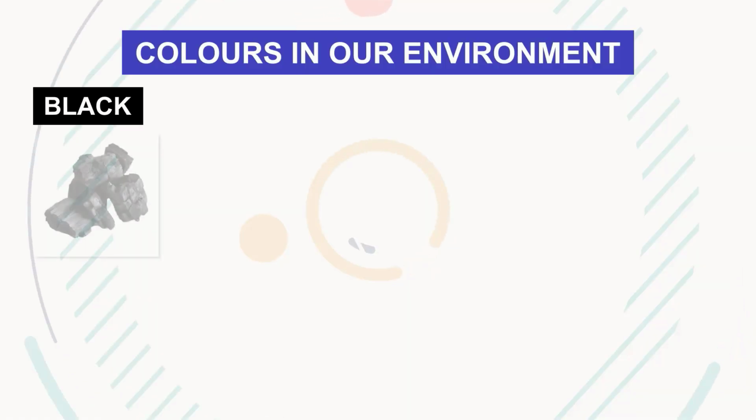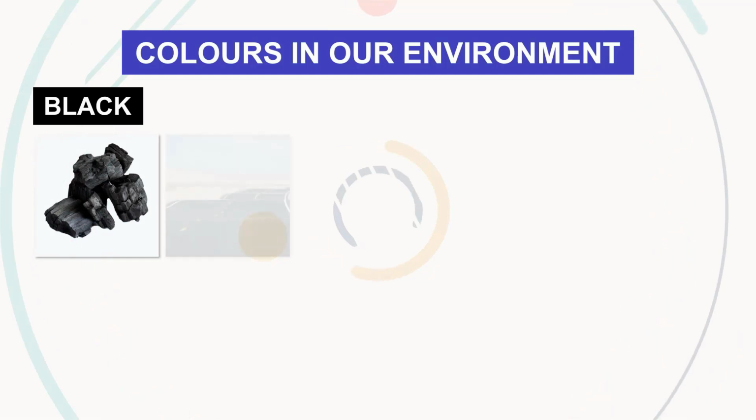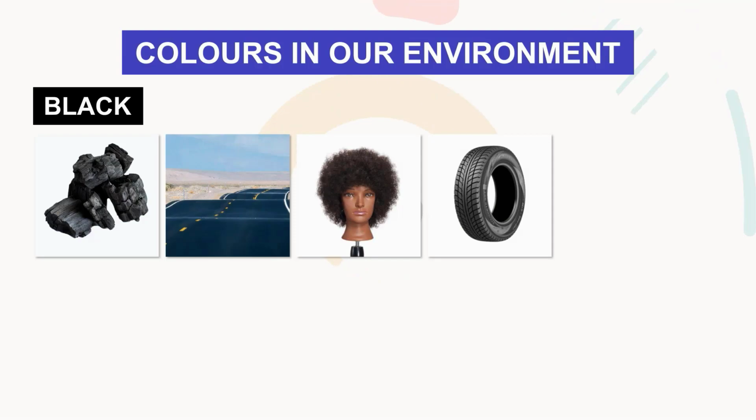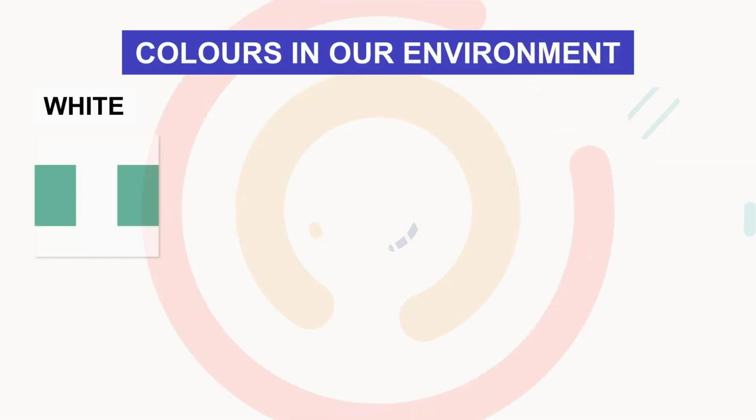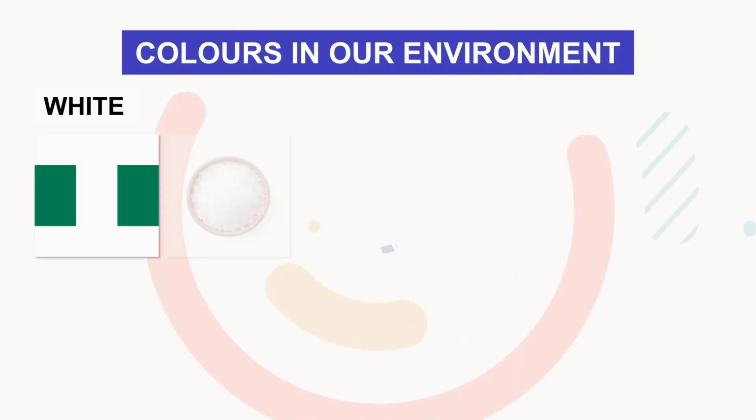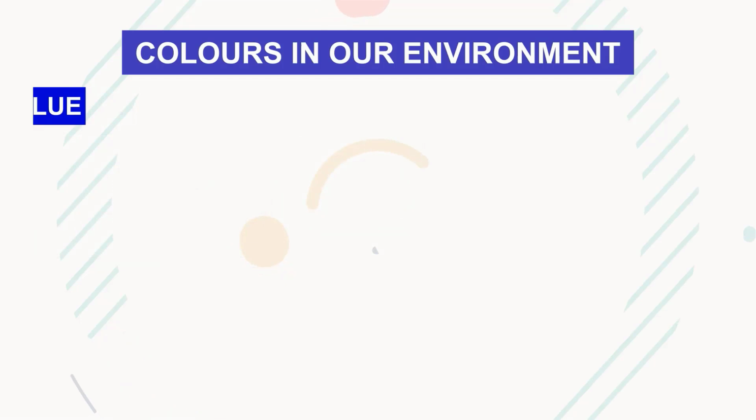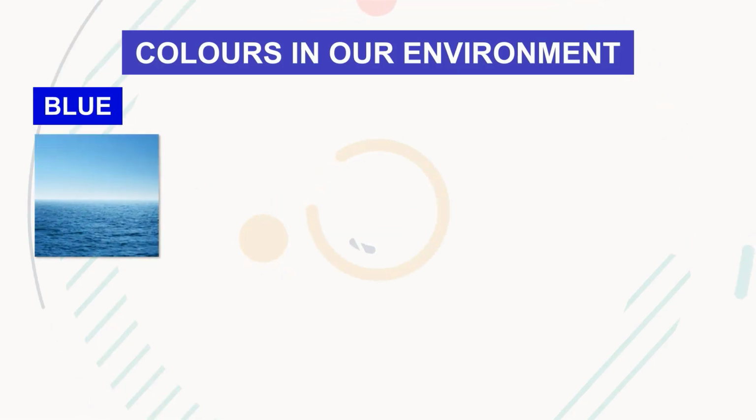Black. For example, black charcoal, tarred road, human hair, and tire. White, part of Nigerian flag, salt and sugar. Blue. For example, sky.